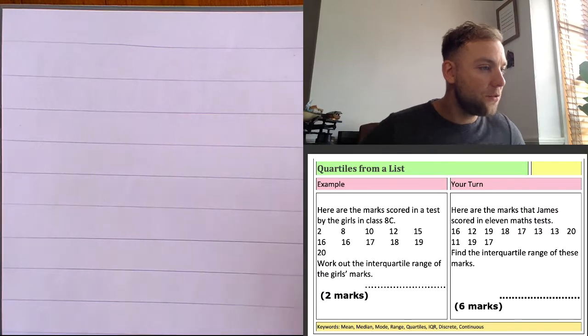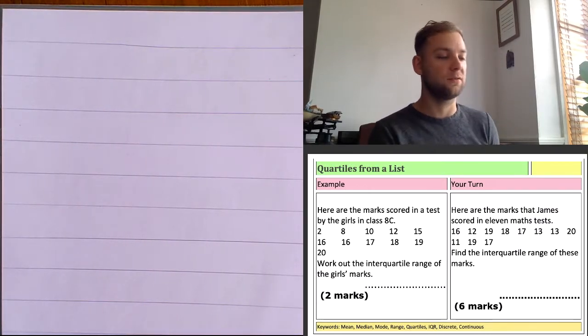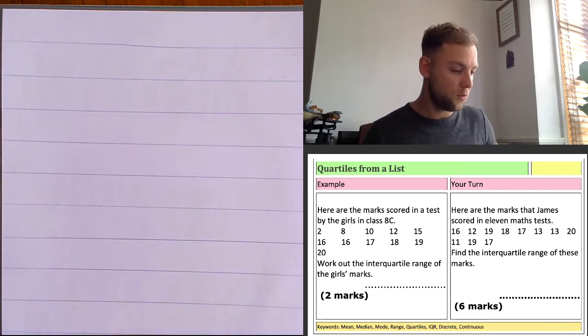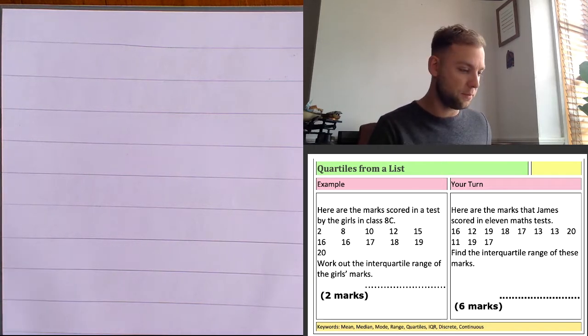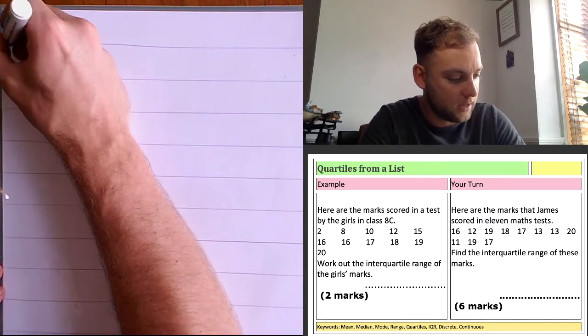So, here are the marks that James scored in 11 maths tests. Find the interquartile range of these marks. Now notice that these aren't in order first of all. So the first thing we must do is put them in order. Which example is this now? Example 5, I think. So example 5.